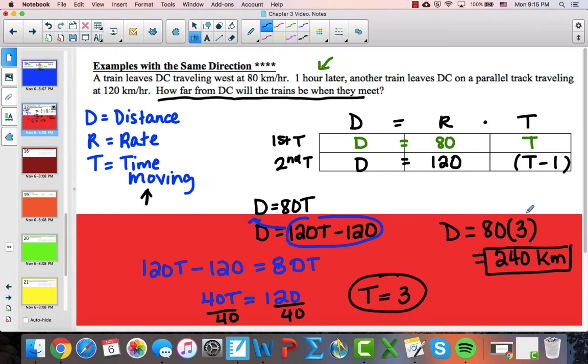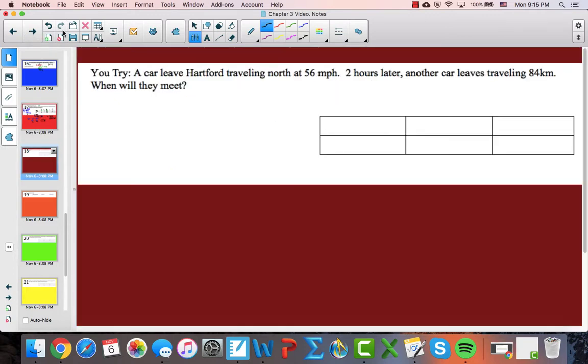Okay? All right. I want you to try the next one. So I want you to follow that method. A car leaving Hartford, traveling north at 56 miles an hour. 2 hours later, another car leaves traveling 84. When will they meet? So D, remember, is distance. T is time driving.